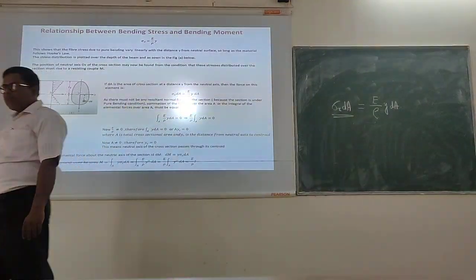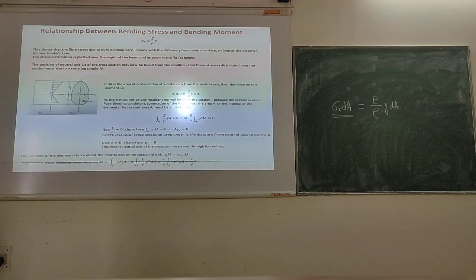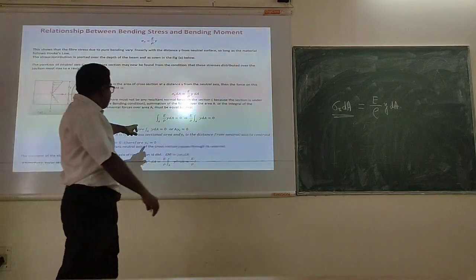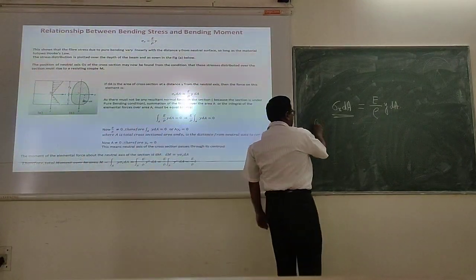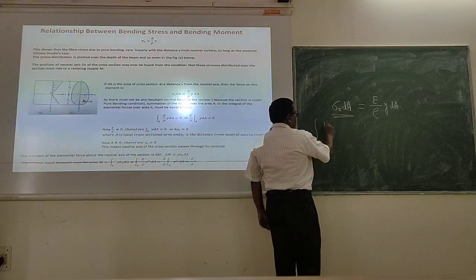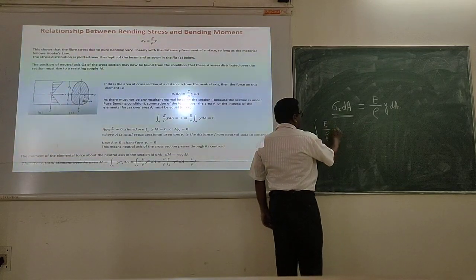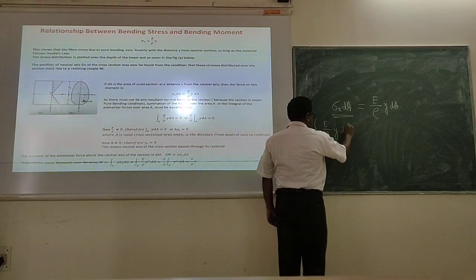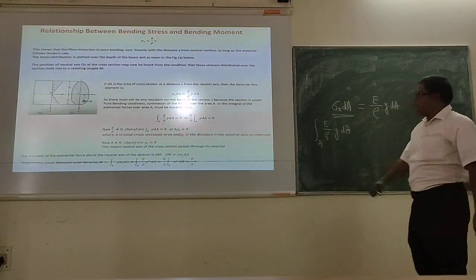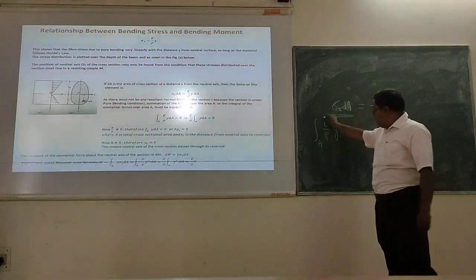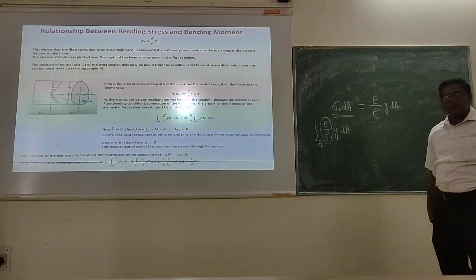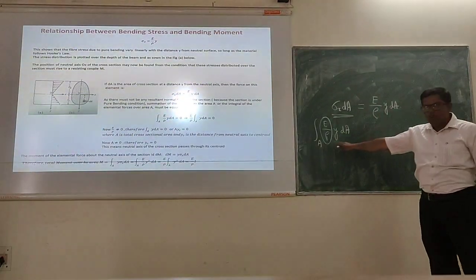Is it clear? So now if I want to find out the total force on that area, what should I do? I should integrate over the area. Correct? So that is what is being done. There is an integration over the area: we are integrating E by rho y dA over the area. And if I do that, you see this E by rho part is constant. E by rho part is constant.